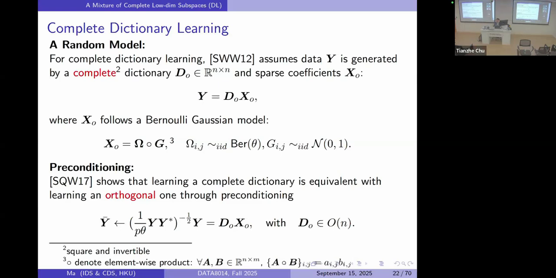If D has more columns than rows, in general D is a fat matrix, then we call it overcomplete. If D is a skinny, tall matrix, it's called underdetermined, an incomplete matrix. Okay, so this is the terminology. Let's start with the complete one.